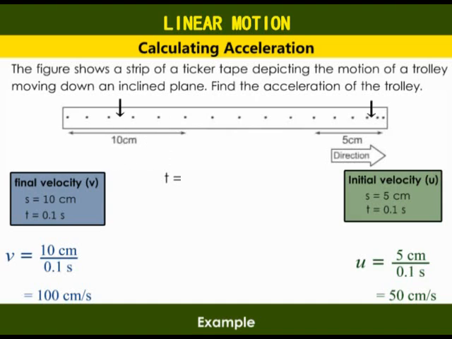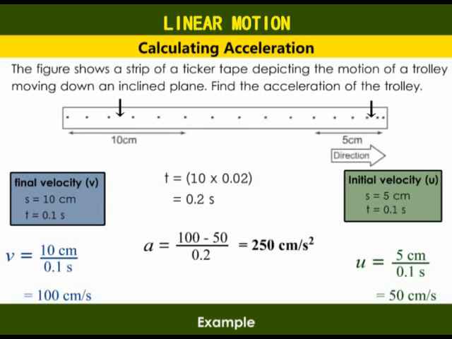If you count the number of ticks, you will find there are 10 ticks between u and v. So the time taken is 10 times 0.02, which is 0.2 seconds. And therefore acceleration is equal to 100 minus 50 over 0.2 seconds. That gives us 250 centimeters per second squared.